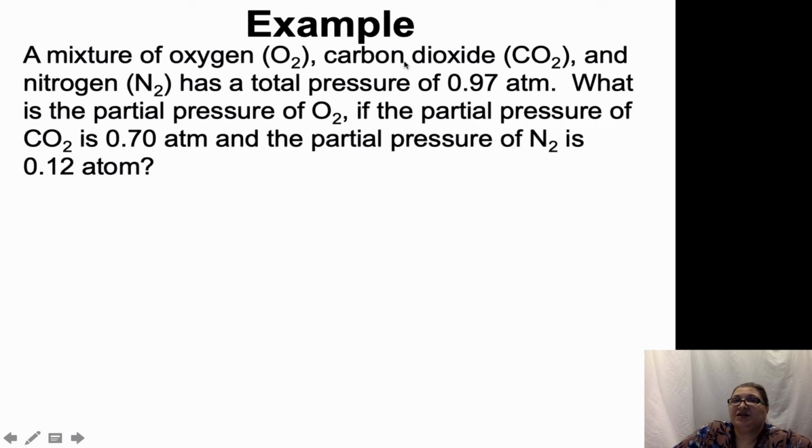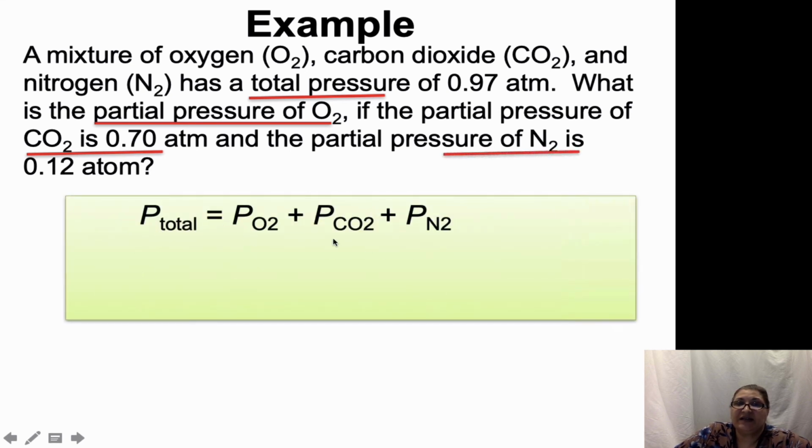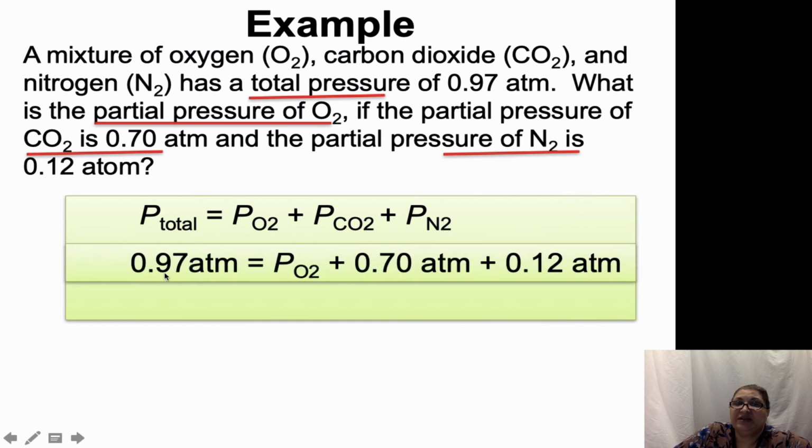A mixture of oxygen, carbon dioxide, and nitrogen has a total pressure of 0.97. What is the partial pressure of oxygen if the partial pressure of CO2 is 0.7 and the partial pressure of nitrogen is 0.12? So the total pressure equals all these gases, oxygen, CO2, and nitrogen, and the total pressure is 0.97. We don't know oxygen, but we know CO2 and we know nitrogen.